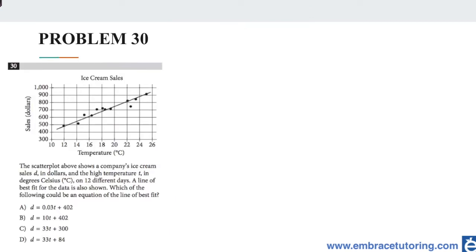Problem number 30 states, the scatter plot above shows a company's ice cream sales D in dollars and the high temperature T in degrees Celsius on 12 different days. A line of best fit for the data is also shown. Which of the following could be the equation of the line of best fit? Because I see the line here represented as a linear function, I'm immediately going to register this as slope-intercept form, y equals mx plus b.